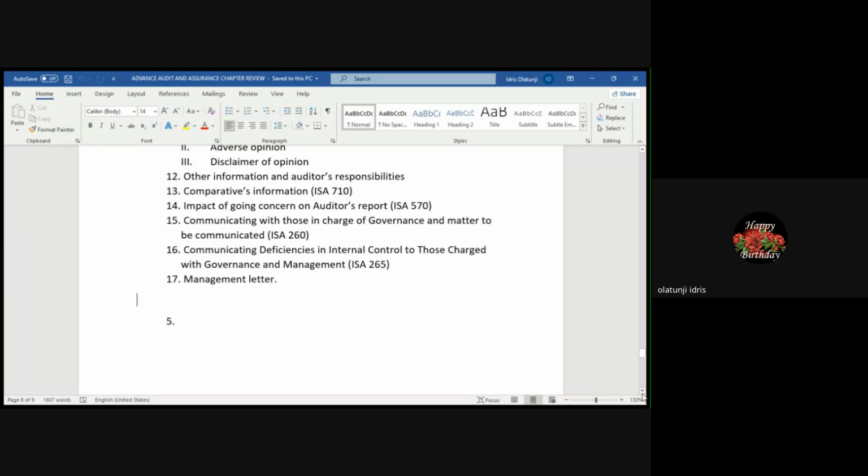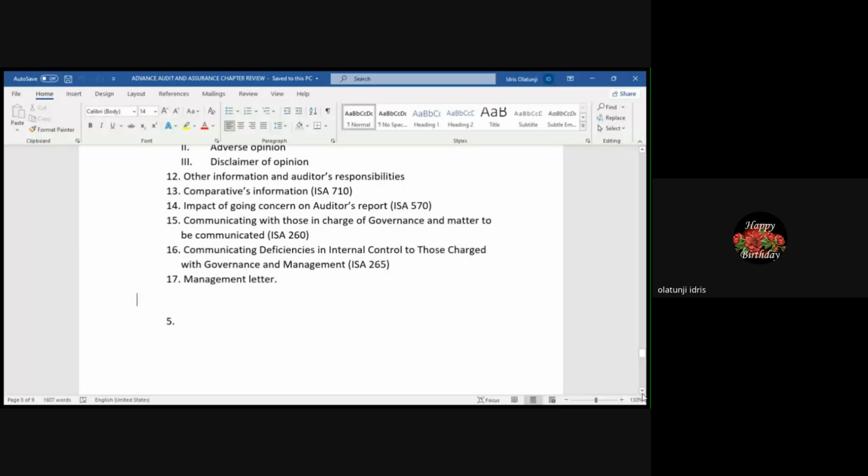So you now further explain that it can actually be an emphasis of matter when a new IFRS is adopted, or when the company is in any court case and there is a chance of not winning the case, and if the company does not win the case, it's going to have an adverse effect on the company's well-being or the financial statement. That is when you can issue an emphasis of matter in your audit report.